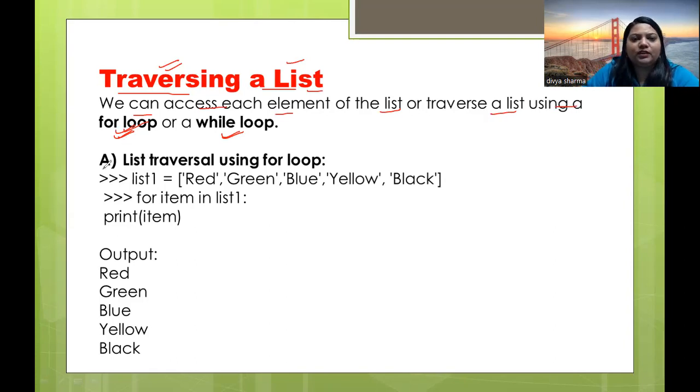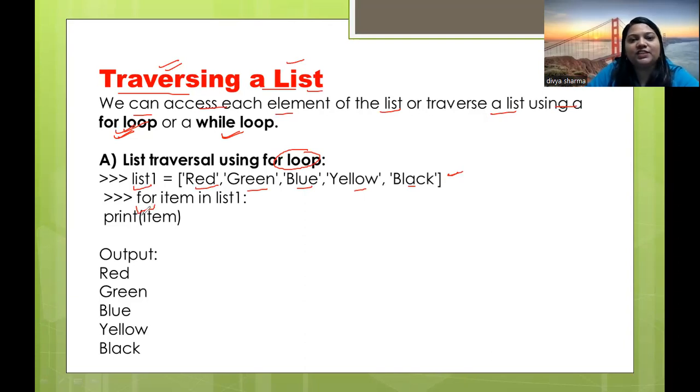So, list traversal by using a for loop. Suppose, let us take one example. We have list1 containing the elements red, green, blue, yellow, black. If we want to access each and every element from this list, we have to use a for loop. The syntax is like this.